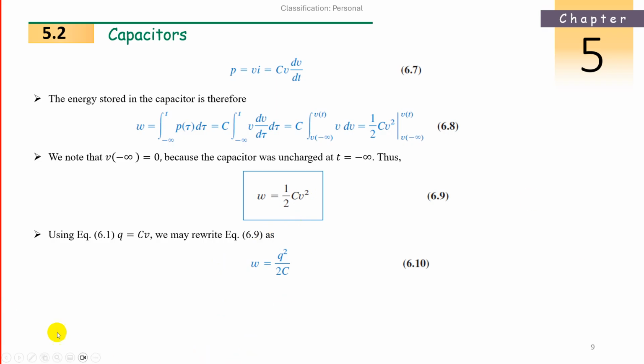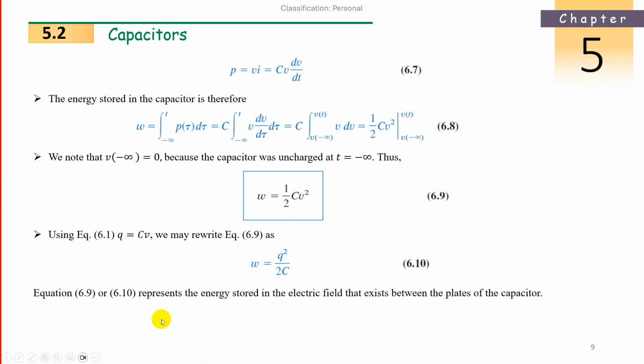So W, energy in terms of charge: you know this equation Q is equal to CV and you know W is equal to half C V square, then it is easy. You can just resubstitute it, you can get the new equation. That's not a big deal. Now, these two equations represent the energy stored in the electric field that exists between the plates of the capacitor. Between the plates of the capacitor, how much energy is stored is given by these two equations, in terms of voltage or in terms of charge.